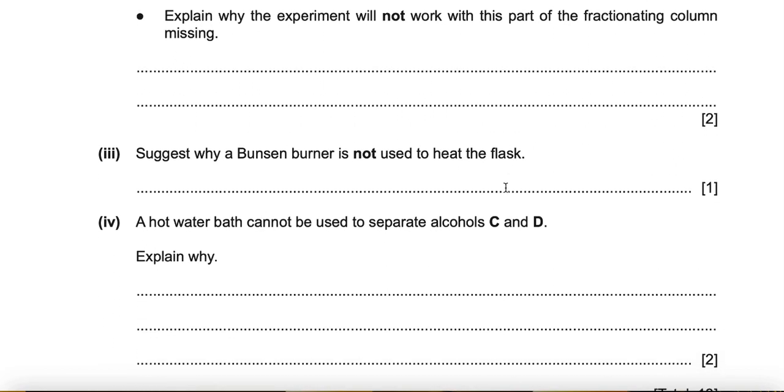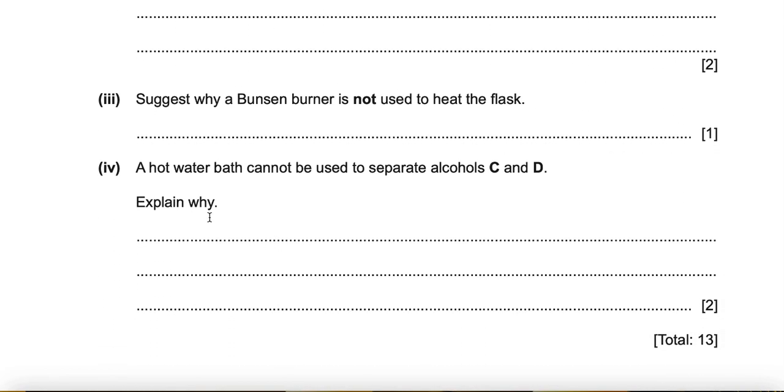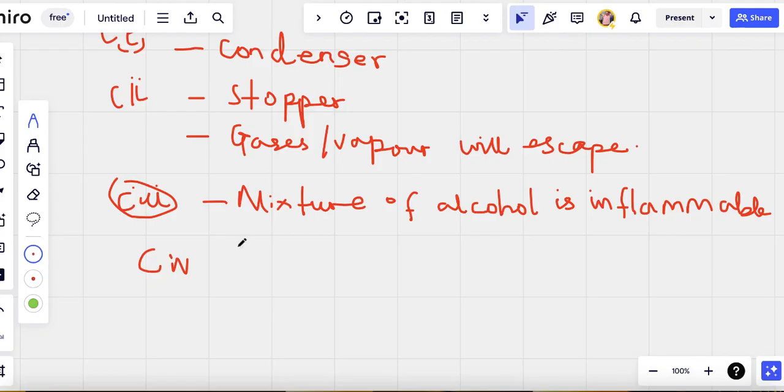So what we need to write here is to explain why. You get 2 marks, meaning we need to give at least 2 good points. Say the water bath cannot exceed 100 degrees Celsius. C and D have a boiling point above 100. So these are the things you write.